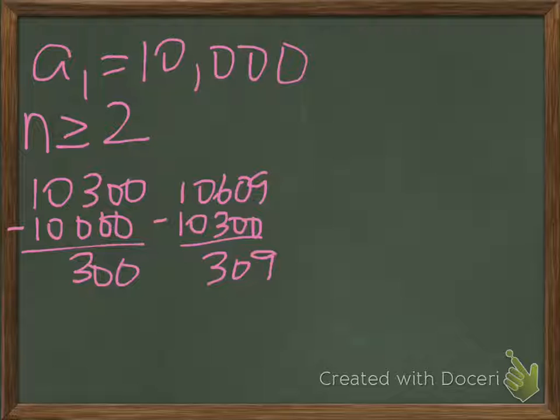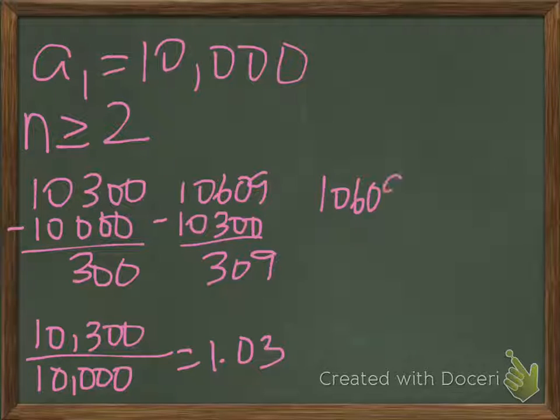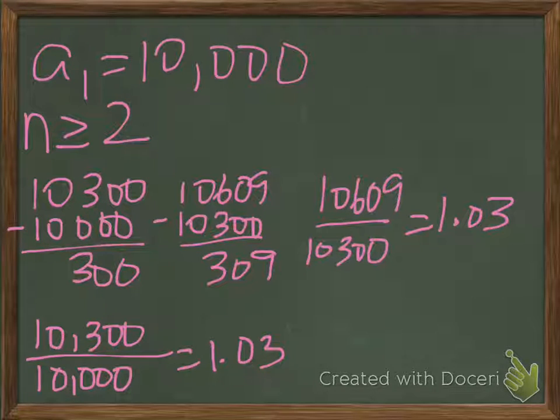So I already know that it's not a common difference. So to come up with the common ratio, I need to divide now. The second term divided by the first term, which is going to give me 1.03. Then if I do that again, the third term divided by the second term, it's also going to give me about 1.03. So each time we're going to get a common ratio.